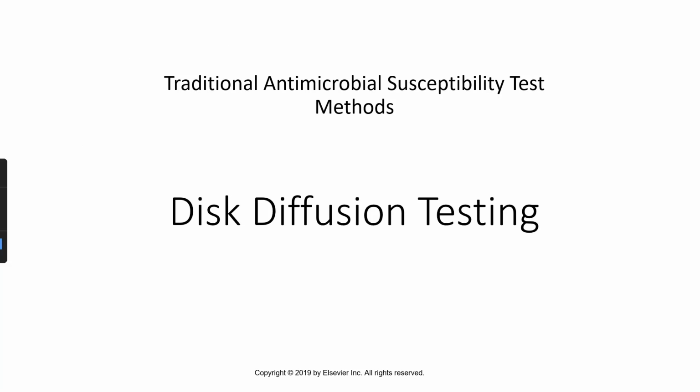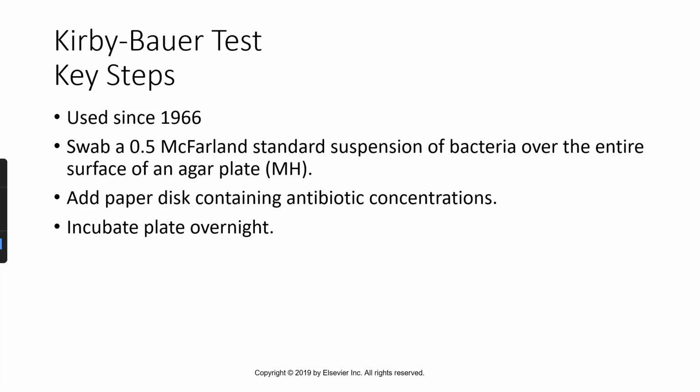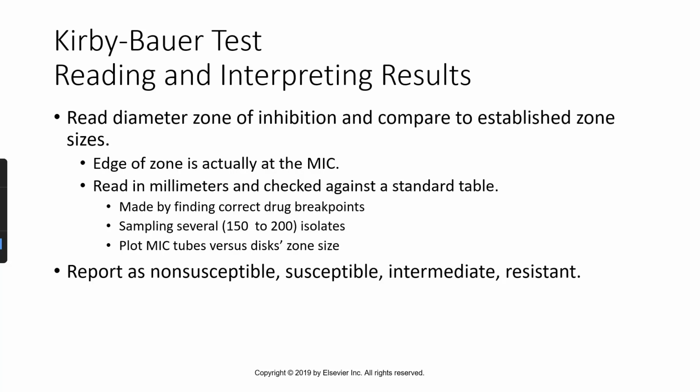Disc diffusion testing. So hopefully you covered this in your general microbiology course, but we are going to go through some of the steps of the Kirby-Bauer test. You swab a 0.5 McFarland standard suspension of bacteria over the entire surface of an agar plate. You want to make a lawn of growth. Add a paper disc containing antibiotic concentrations and then incubate the plate overnight. You're going to then read the diameter of the zone of inhibition and compare to established zone sizes.